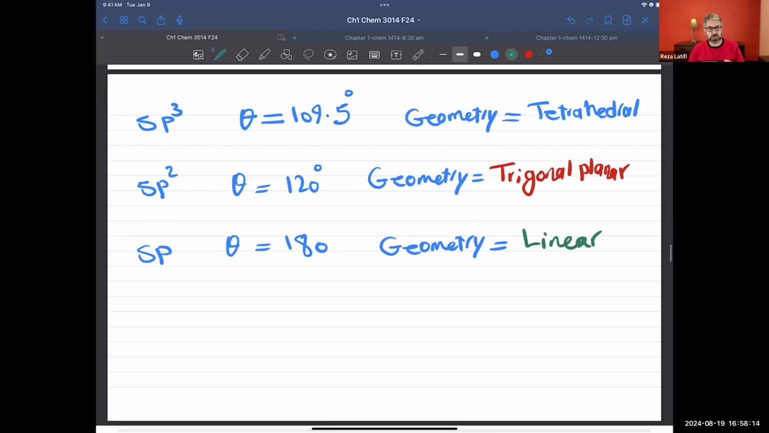So I'm going to pause here. In the next lecture, I will go more in depth on hybridization, and I'm going to show you some methods to find the hybridization of any atom in technically any molecule.